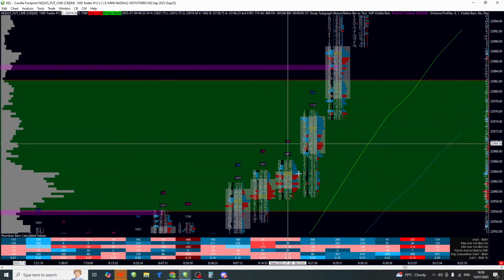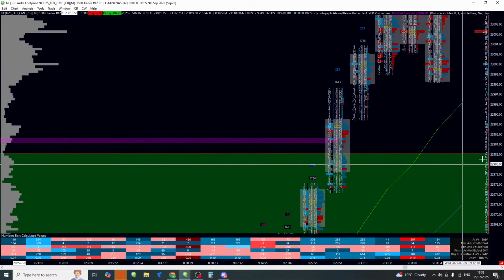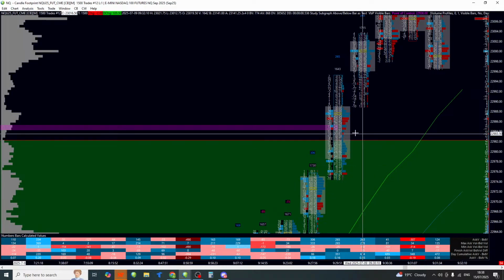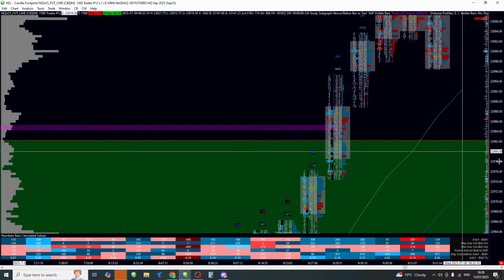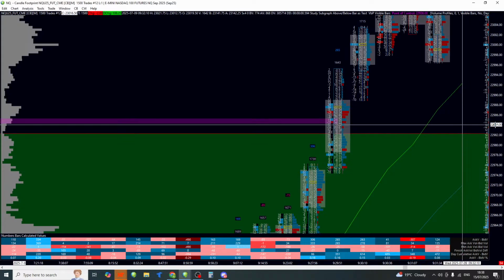So I can see, looking at my footprint chart, there's a lot of aggressive buying that is happening at this area, right? And this is where you can really identify what ICT calls a fair value gap, right? So this is some real source here, right? Look what I'm about to show you.